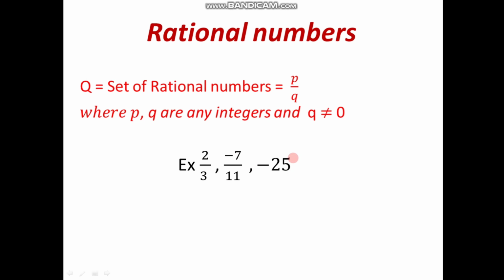Now you might think that minus 25 is an integer. Though it is an integer, it can also be treated as a rational number because any number in the form p divided by q is a rational number, and minus 25 can be expressed as minus 25 divided by 1. So that's why minus 25 is also a rational number. Rather, any integer, whole number or natural number is a rational number because they can be expressed in the form of numerator and denominator.